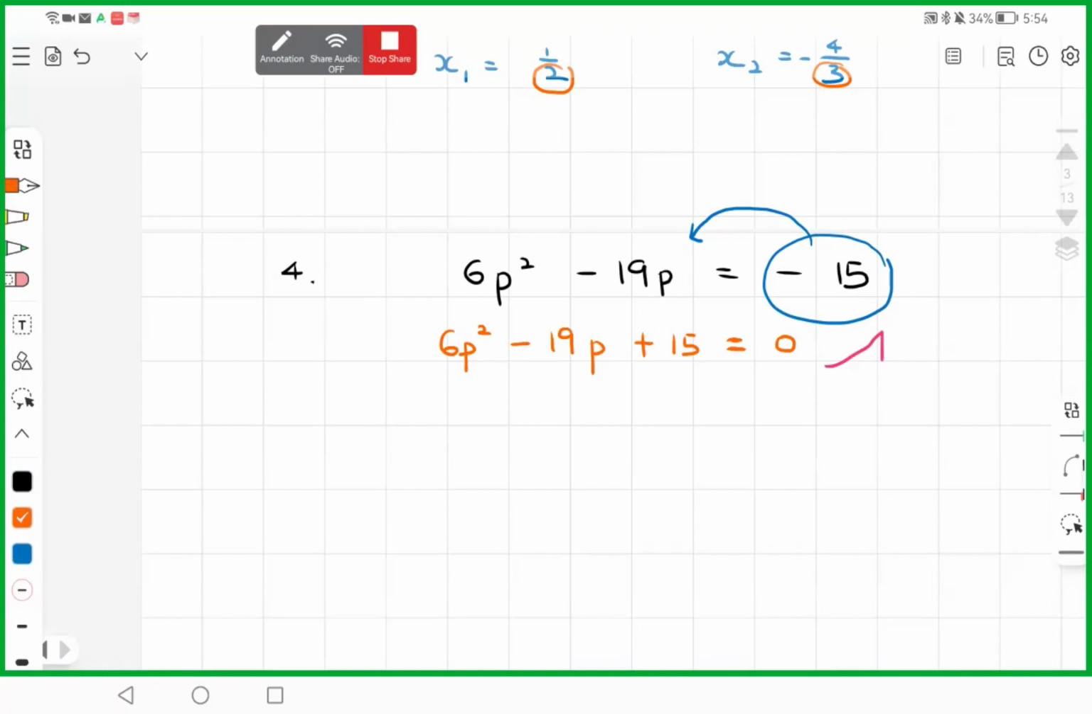A equal to 6, B equal to negative 19, and C equal to 15. Okay, so be careful, this is P. P1 equal to 5 over 3, and P2 equal to 3 over 2. So can you help me to get the factorization?